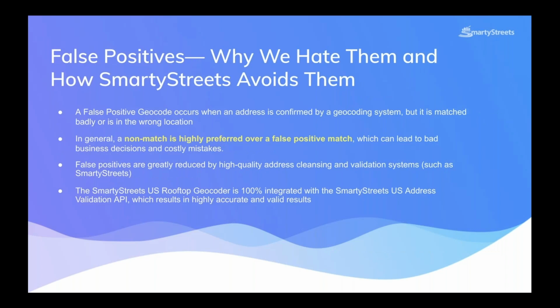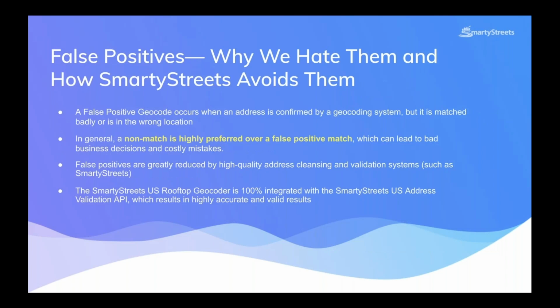Let's talk about false positives real quick. And I'm going to talk about why most geographic analysts hate false positives and how we avoid them at SmartyStreets. A false positive geocode occurs when the address is confirmed, but it matched badly or is in the wrong location. In general, at least in the companies that I worked with in the past for geocoding applications, a non-match is greatly preferred over a false positive match because false positive matches lead to bad business decisions and costly mistakes.